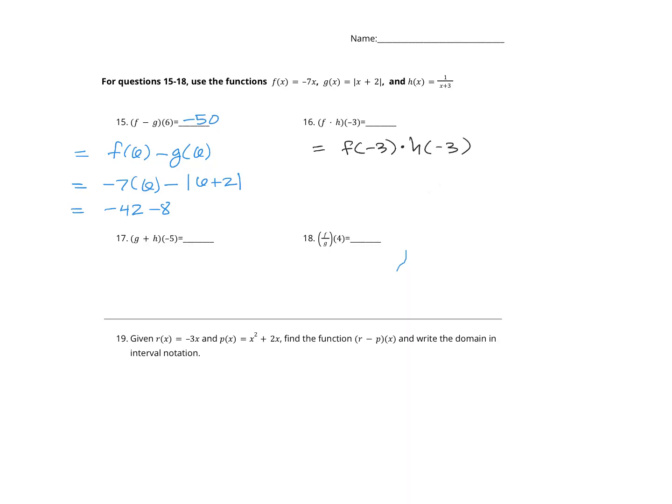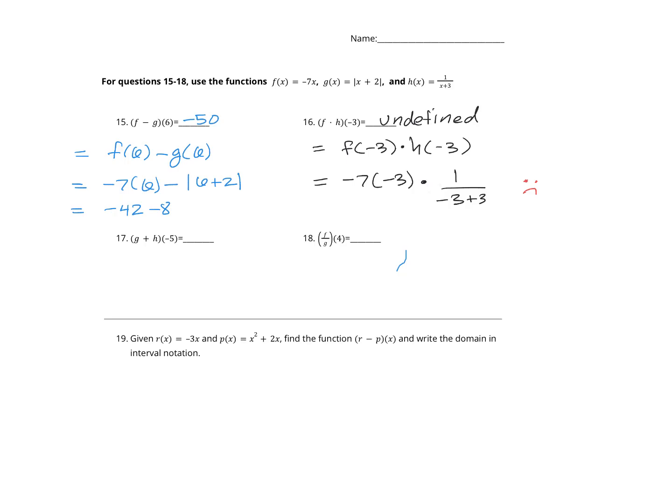H of negative 3. All right, so f of negative 3, again, it's just us plugging it in. So that's negative 7 times negative 3. That answer is multiplied with h of negative 3, which is 1 over negative 3 plus 3. And you will notice that that is not possible. You cannot divide by 0. So this is just undefined. We can't do it. And what that really means is negative 3 is not in the domain of h, and therefore it's not in the domain of f times h either.